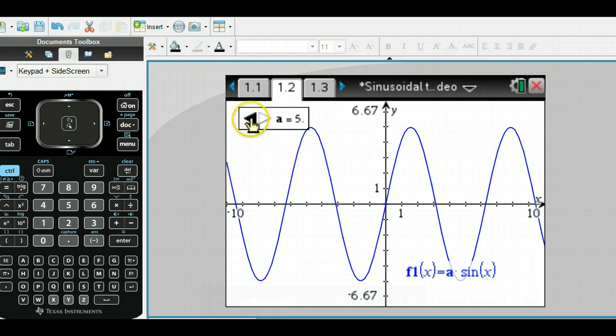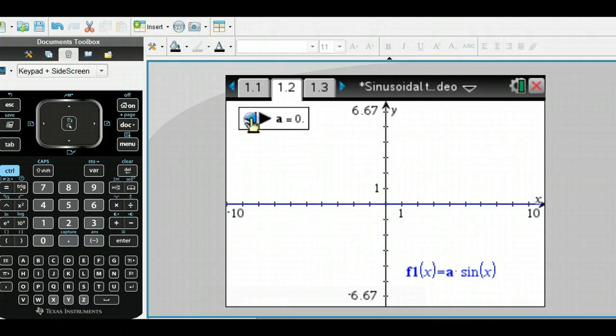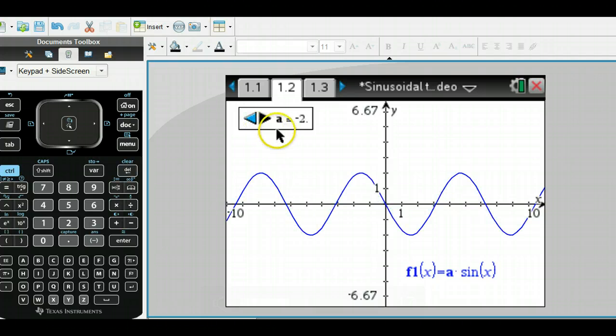Okay, so we can manipulate this. There's 4, 5, and then we can even go negative. What happens when we go negative for our leading coefficient? Well, the amplitude becomes the absolute value of this. And so I'd still go up to 2 and go down to 2. But what happens is that my sine curve has been reflected over the x-axis. And so it starts by going down rather than up.